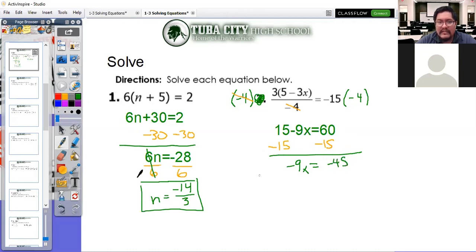I don't know why I wrote this one out when it would probably be easier to type it out. But 60 minus 15, and that will get rid of this here. So minusing 15 on both sides. And again, we're trying to get that x by itself. So we've got to get rid of these. So we got rid of the 15 now. Let's get rid of this -9.